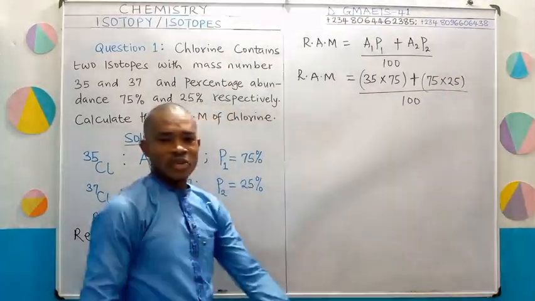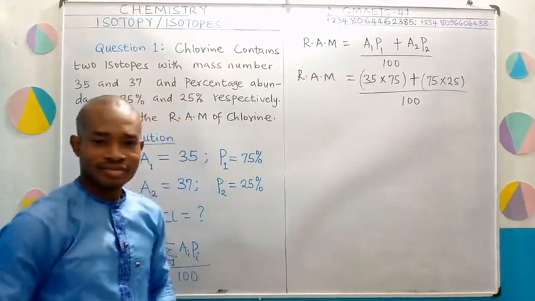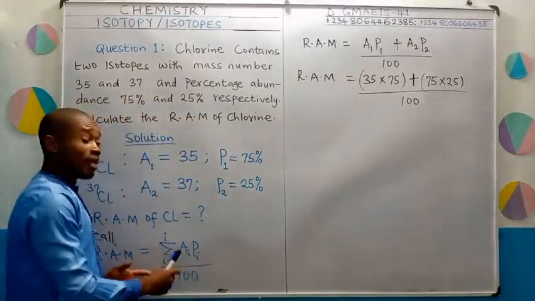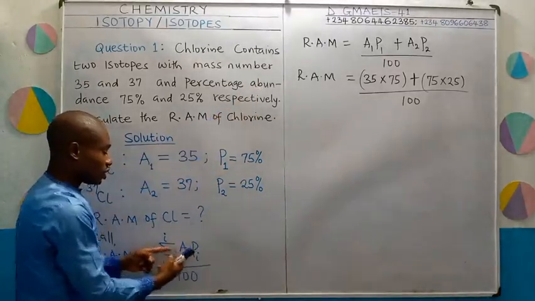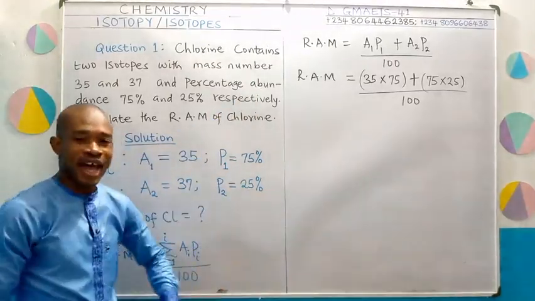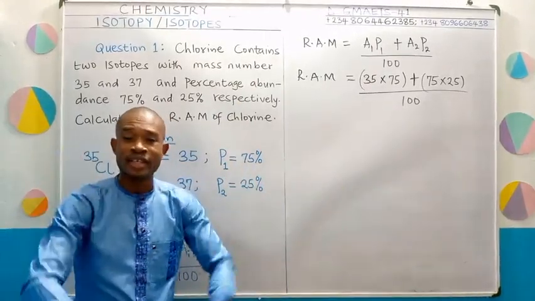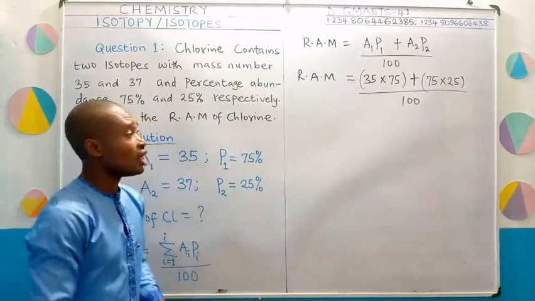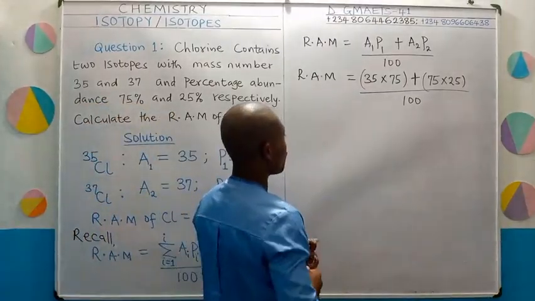I hope it's making sense, right? Do you have any challenge with this? Alright, that's good. I'm happy you are following. So you see the way I interpreted that formula. In this summation AiPi, you can see clearly what that i represents: isotope 1, isotope 2, isotope 3, isotope 4, depending on the number of isotopes given to you in the question. Now we're going to reach out for a calculator and see what this is going to give us.